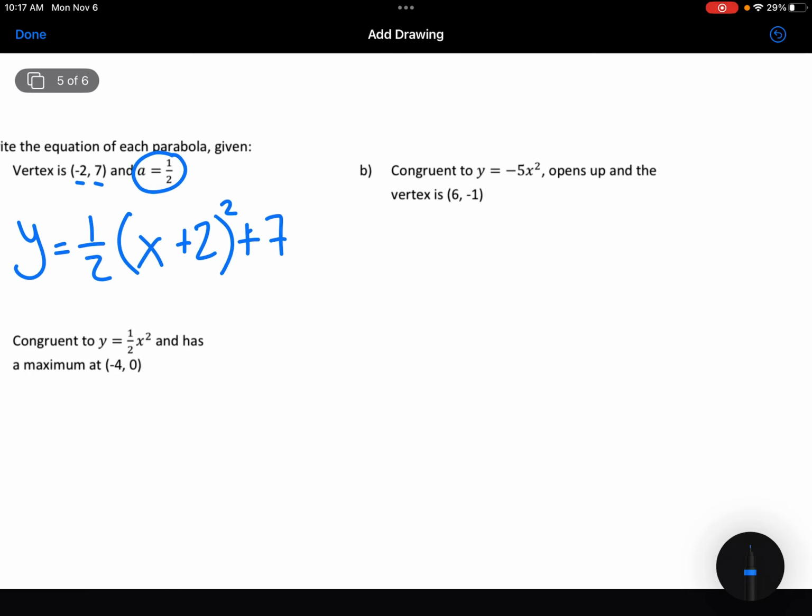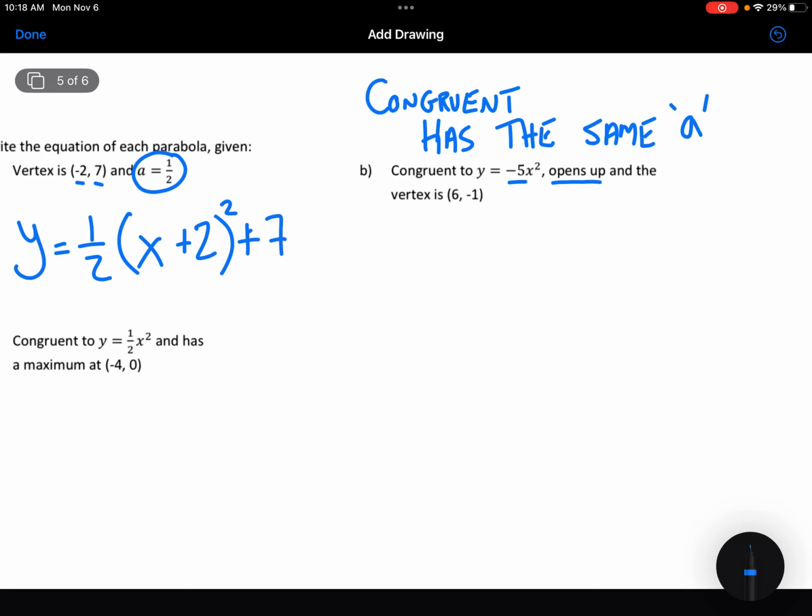Now congruent is a word we need to know. So congruent means the same as, or it has the same a value. Okay, it's the same as, so it's the same shape. So if it's congruent to it, so it has the same shape. Okay, this tells us the a value. This tells us whether it's positive or negative, and here's my h and my k.